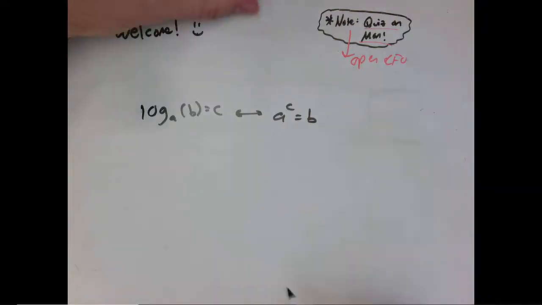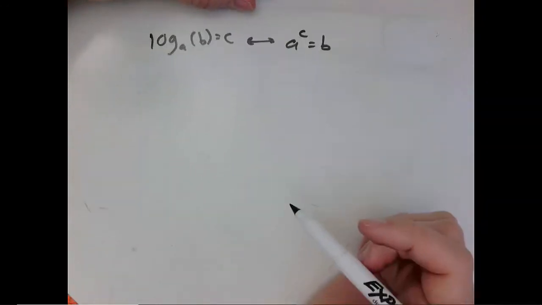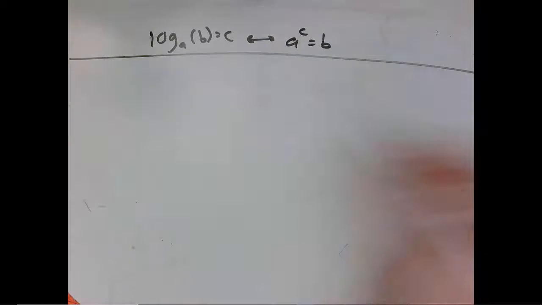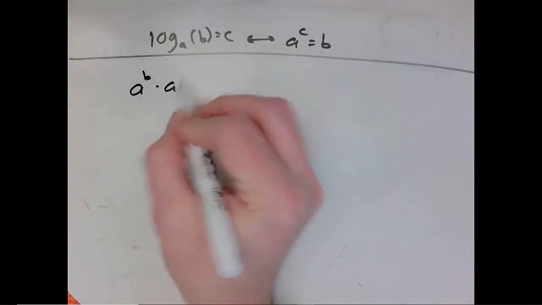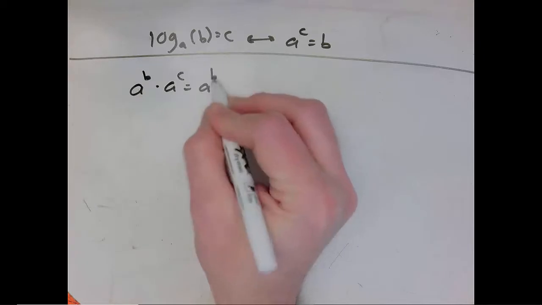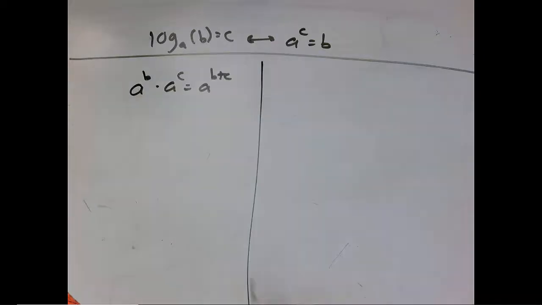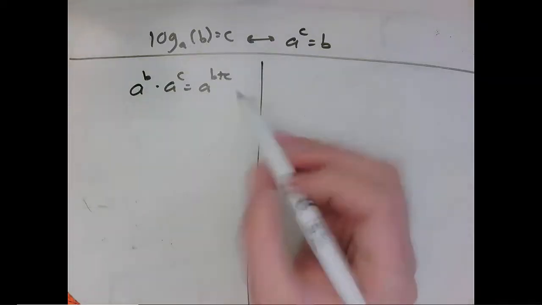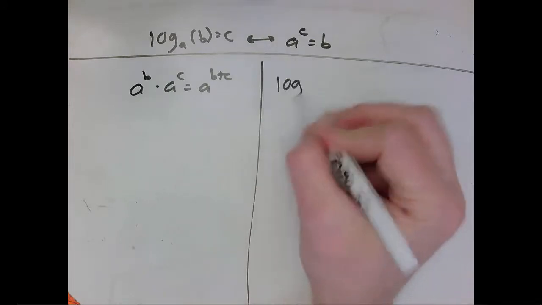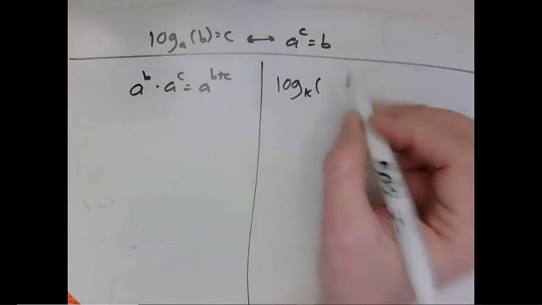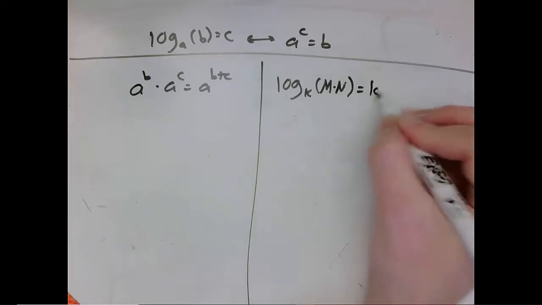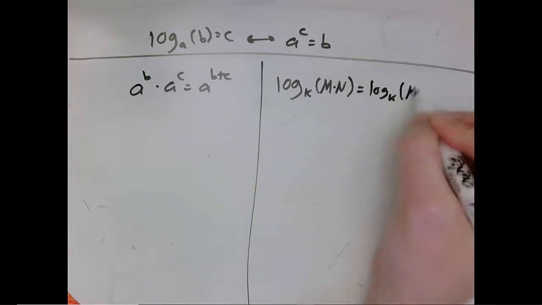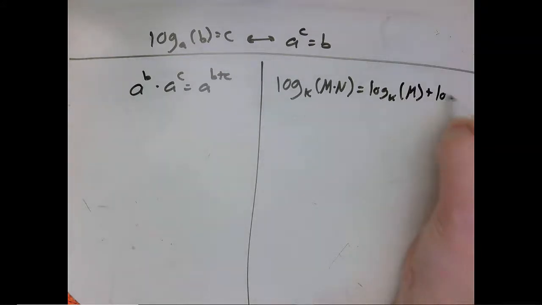Let me scoot this down a little bit. You already know this identity: a to the b times a to the c equals a to the b plus c. That is an identity of exponents. There's an equivalent logarithmic identity: log base k of m times n equals log base k of m plus log base k of n.